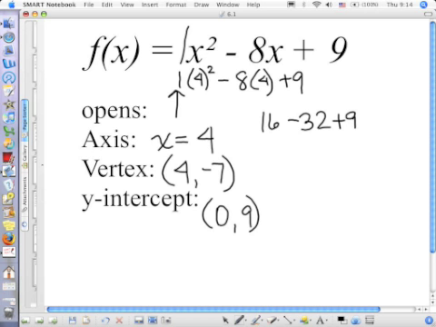Are you with me up to this point? Okay. 16 minus 32 is negative 16, and negative 16 plus 9 is negative 7. Okay? All right. So this is what we have.